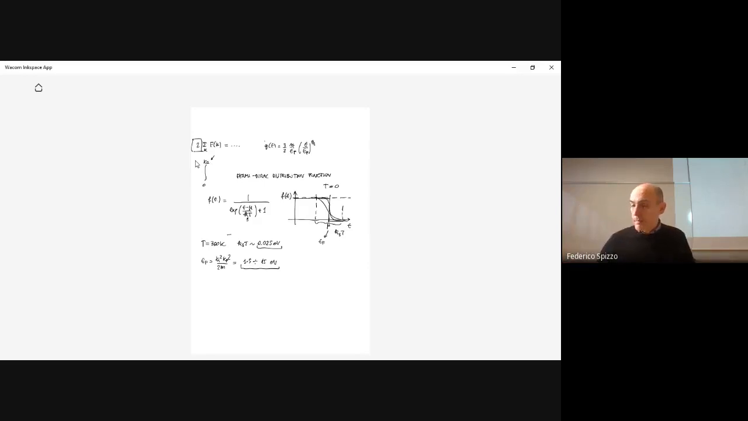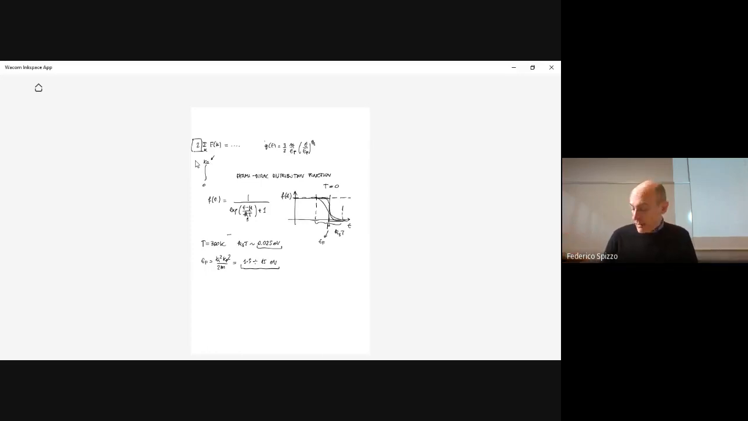So the plot that I made before is not in scale, because the range of variation is very large with respect to EF in my plot. The actual result is that the deviation is only observed very, very close to EF.